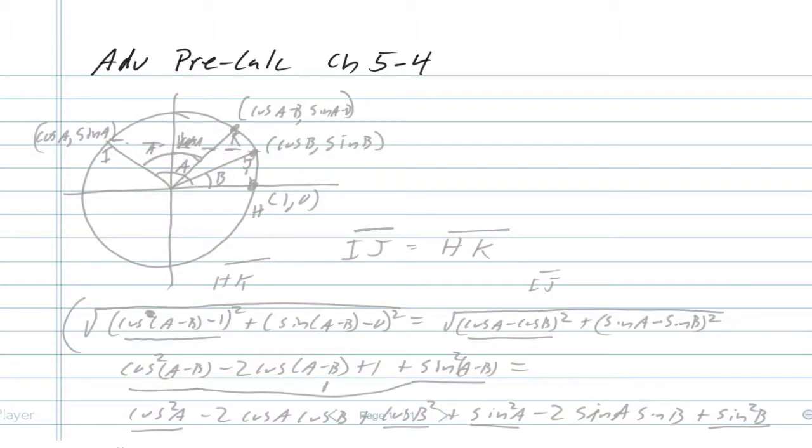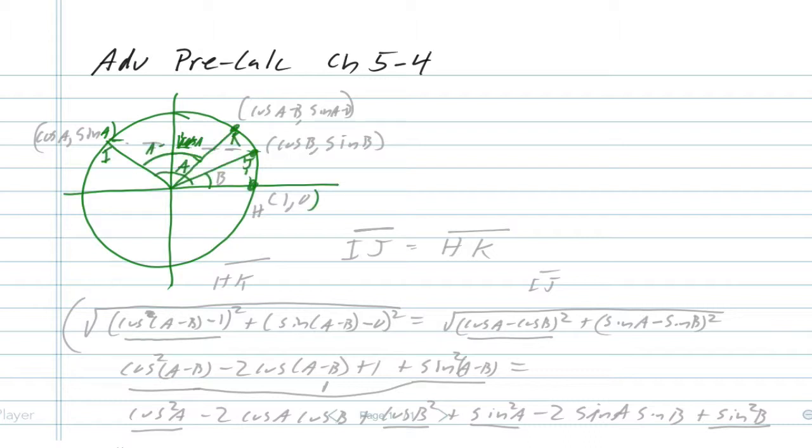Today we are going to prove the sum and the difference of angles using sine and cosine. So this is in Advanced Pre-Calculus, Chapter 5, Section 4. And let's go ahead and get to it. We're going to start with the unit circle, because that's where all good sine and cosine calculations start from.